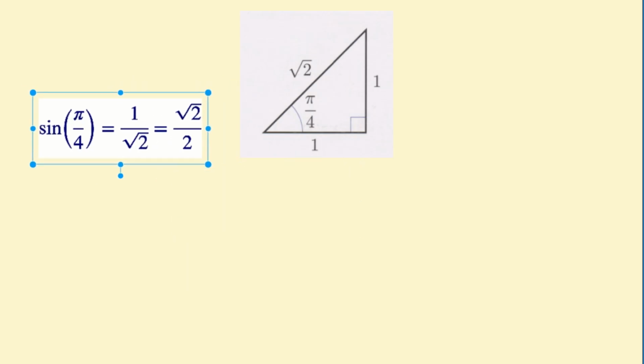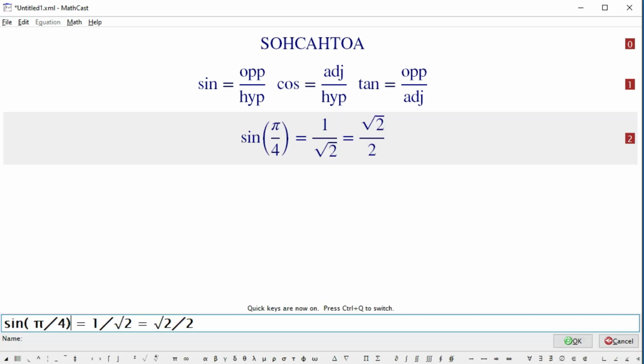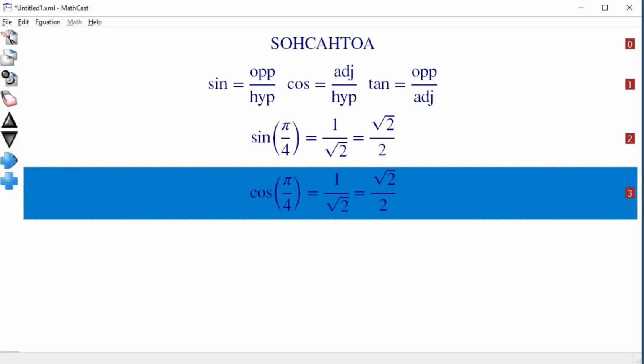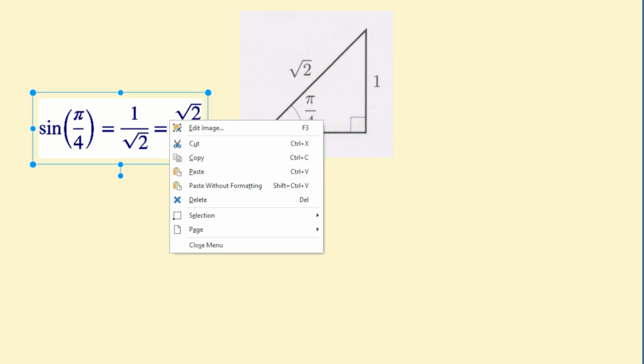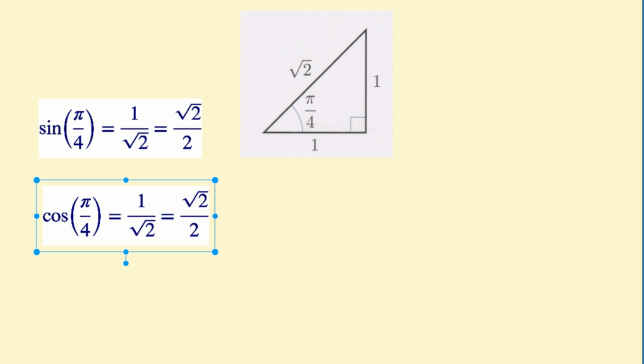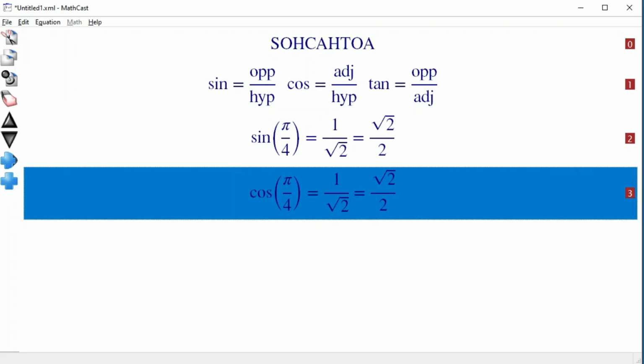So sine is opposite over hypotenuse, cosine is now adjacent over hypotenuse, and to make it a lot easier, if we just double click on that, Control C down, add another line, paste it in. Cosine of pi by 4 is exactly the same. Cosine is adjacent over hypotenuse. Now the tangent is opposite over adjacent.